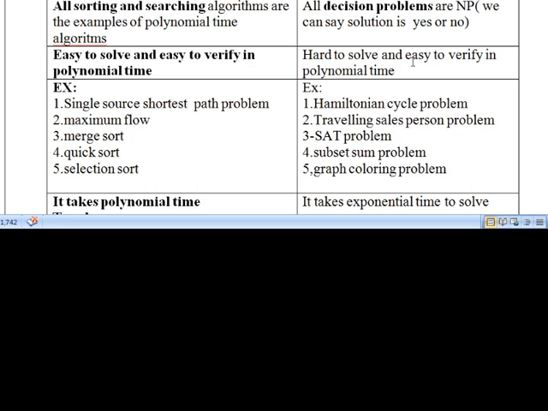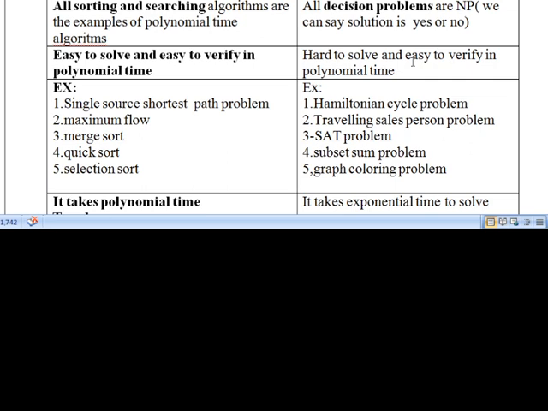So as for verification and solving capabilities of NP types, solving is difficult, verification is easy. Whereas coming to the P type, solving as well as verification is very easy. Both can be done in polynomial time. Next, coming to the examples.